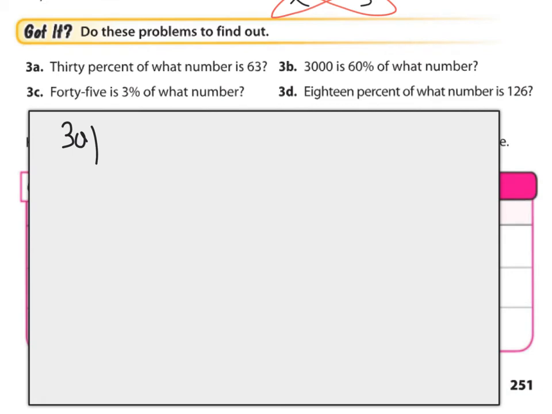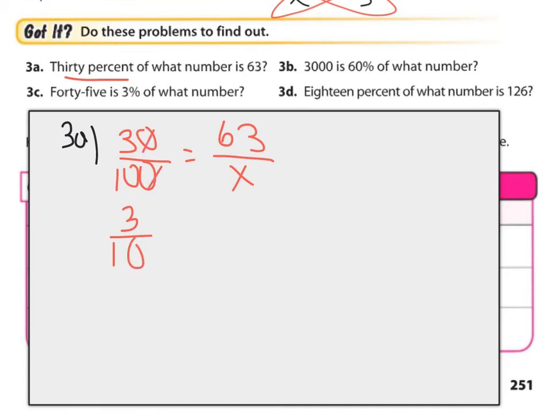3A. 30%. You see that? 30%. So I just wrote it out as 30%, right? Of what number? 30% out of what number is 63? There you go. That's how you should have that written out. Now remember, you can simplify this ratio to 3/10, right? Simply by getting rid of the 0 on top and the bottom, 3/10. And then you have 63.